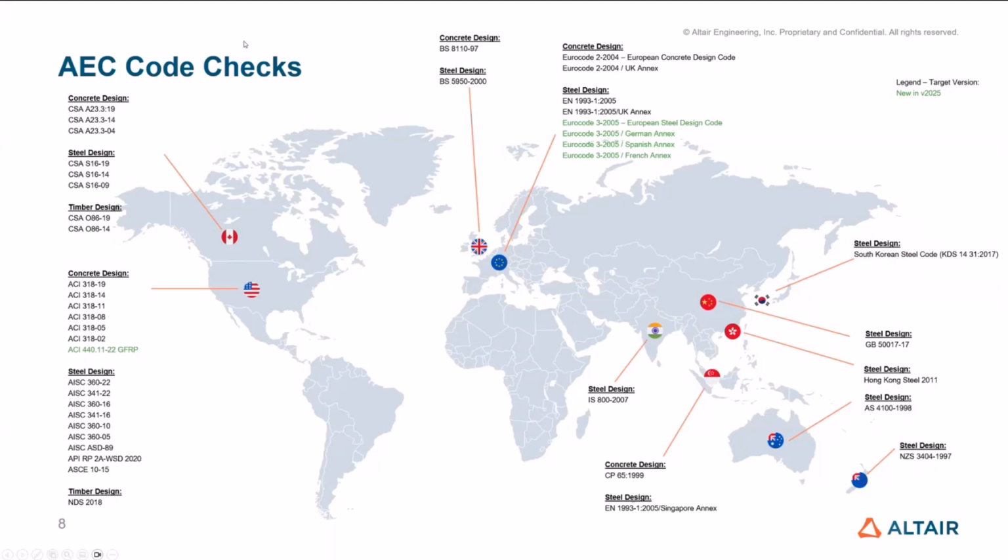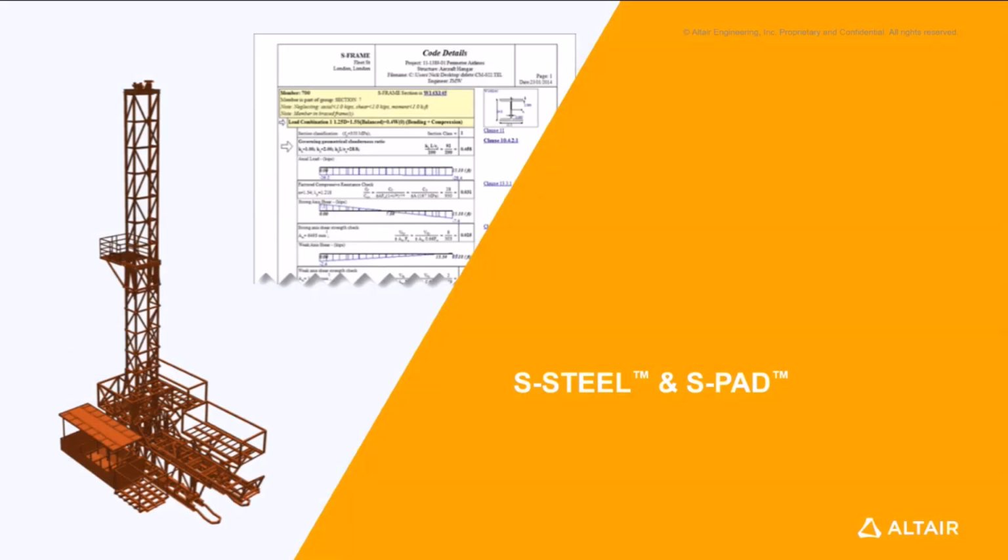All right, so in the S-frame suite, we constantly try to expand our coverage of our design codes. And in the 2025 version, we will have some new design codes as well, including the steel design codes for the Euro annexes, including German, Spanish, and French annexes. And we are also offering concrete design as per the American GFRP design code guidelines, which Chris and Siri will talk about in the next set of slides. So with that, I'd like to invite Siri to present the new features on STeel and SPAD.